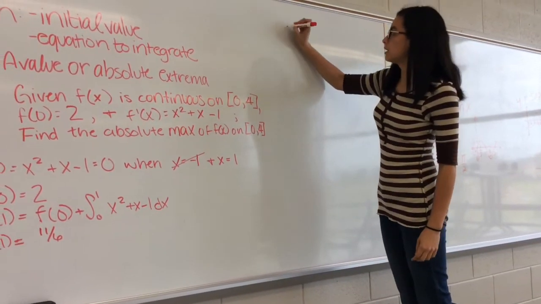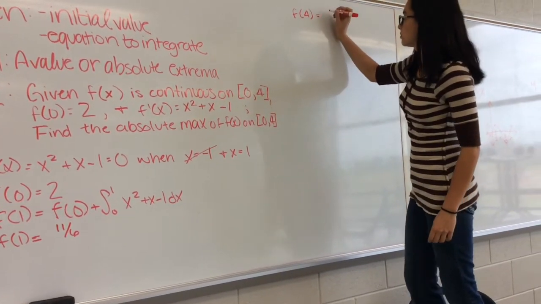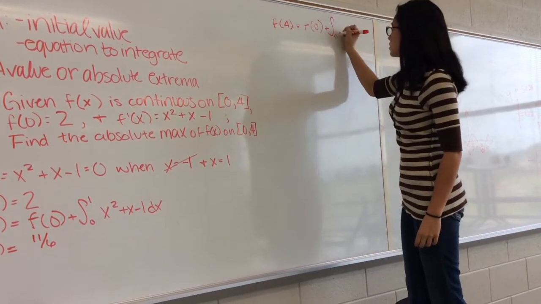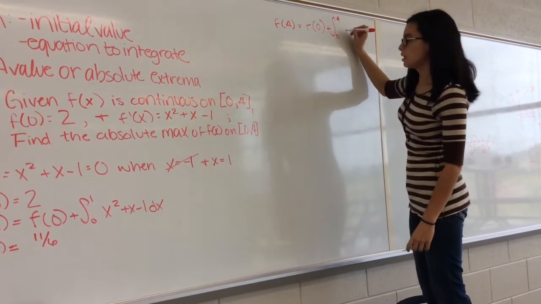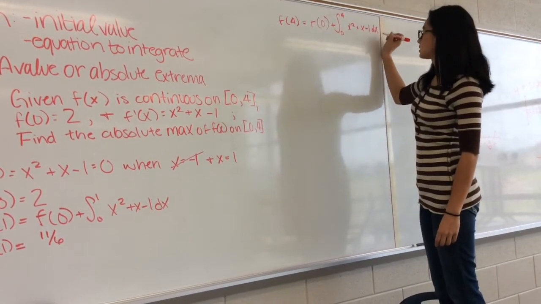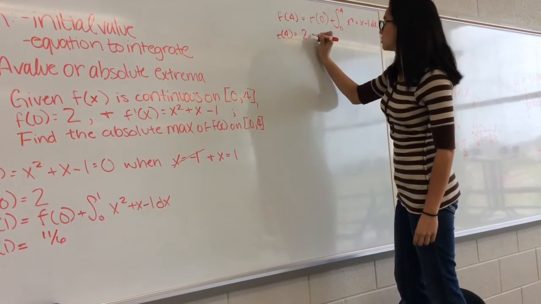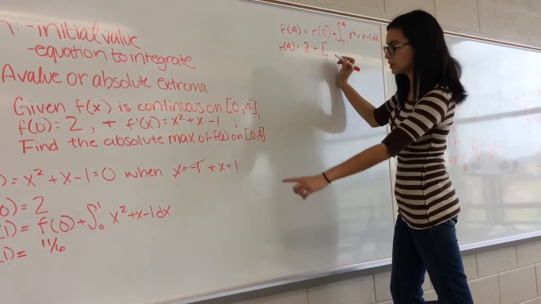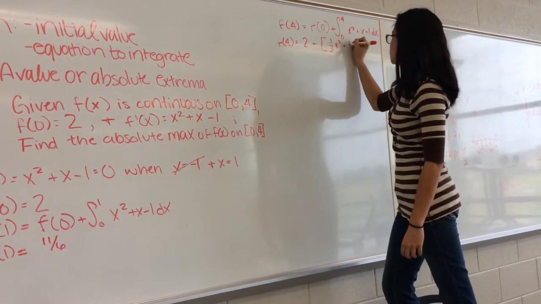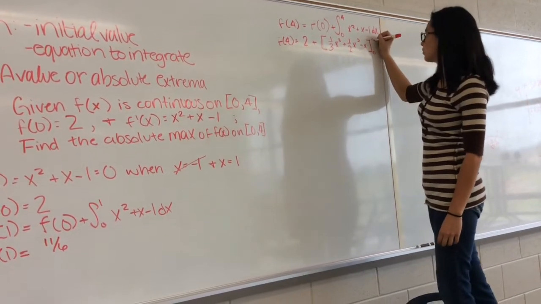Okay, so now we're going to find the f of 4. We're going to use the same setup that we used to find the f of 1. So we're going to do the f of 0 plus the integral from 0 to 4 of x squared plus x minus 1 dx. So the f of 4 equals the f of 0, which is 2, plus this integral. When we integrate, it's going to be the same thing we found over there. 1/3 x cubed plus 1/2 x squared minus x, evaluated from 0 to 4.